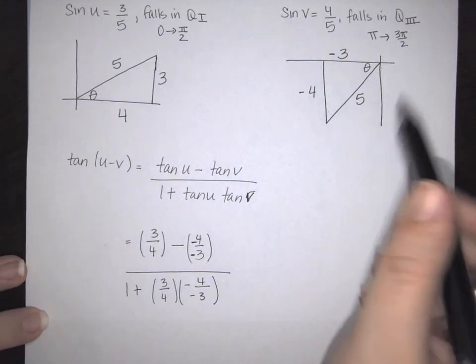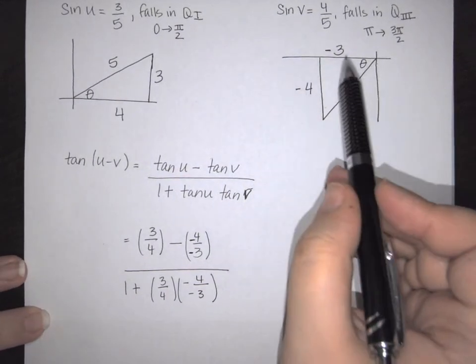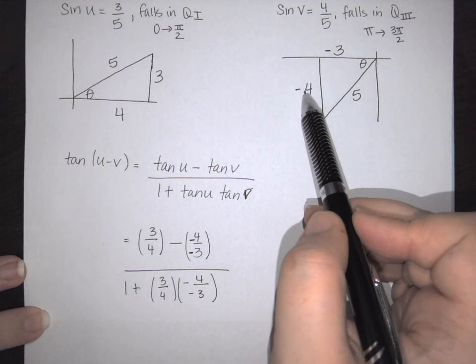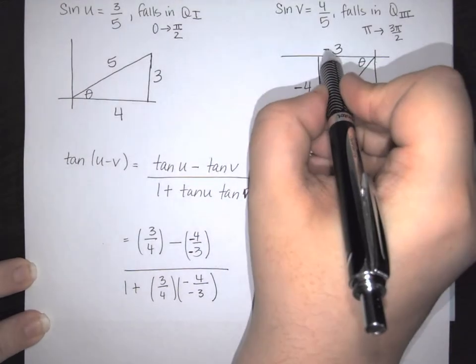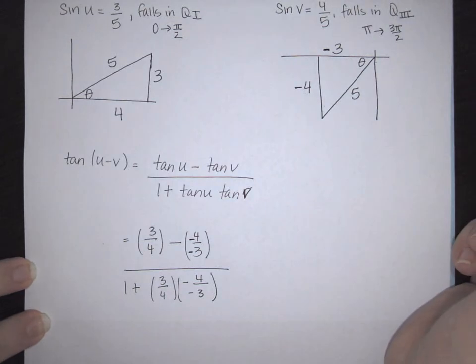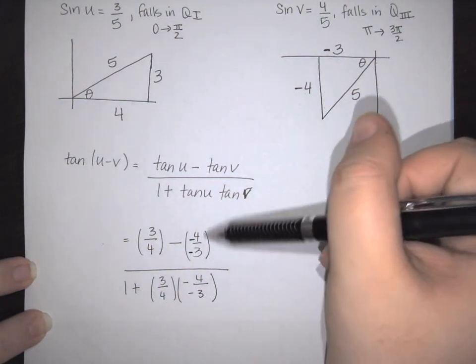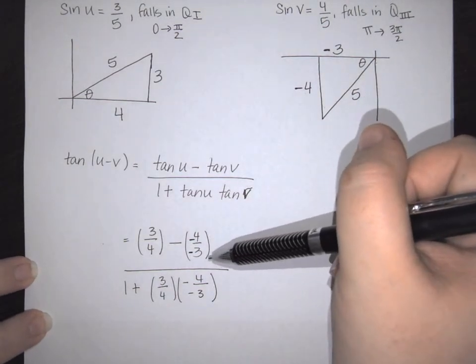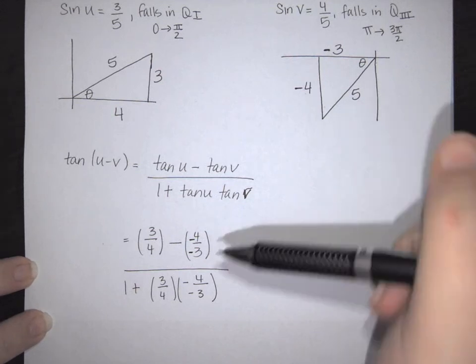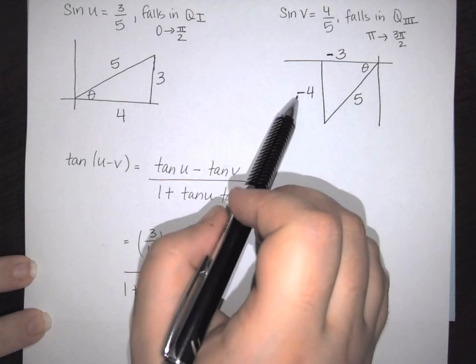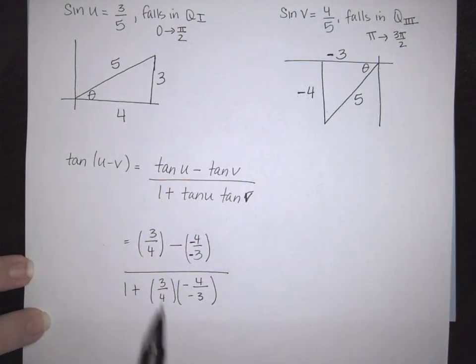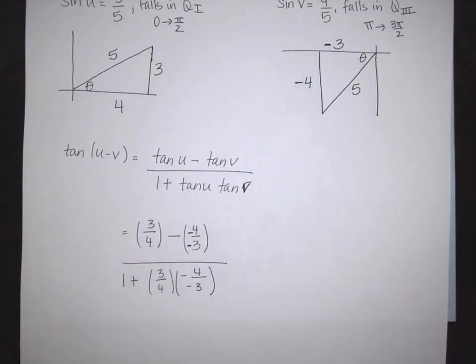So my pause right here is because when you're making your triangles, one thing I should really stress is you want to make sure that your signs are correct, so that when you're inputting your values, you input the right signs where they need to be. In this case, both my 4 and 3 of my v triangle are negative, so we would input those as negative.